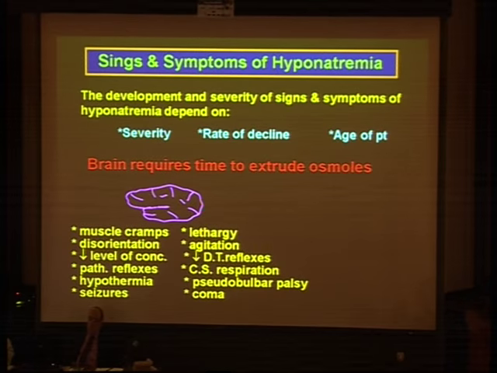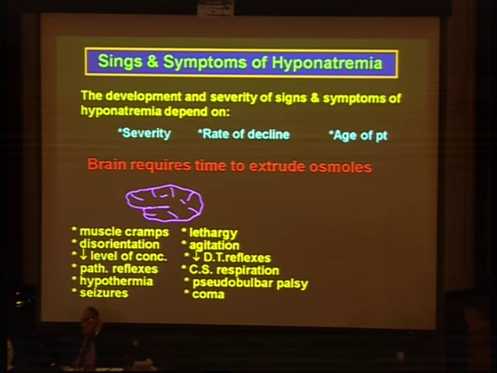Muscle cramps, which we find a lot in our dialysis patients, lethargy, sleep phenomena, disorientation, agitation, decreased level of consciousness, decreased deep tendon reflexes, pathological reflexes, Cheyne-Stokes respiration, hypothermia, pseudobulbar palsy, convulsions, and coma. Actually, the only thing that you can deal with easily is muscle cramps, but what comes after that is quite serious.